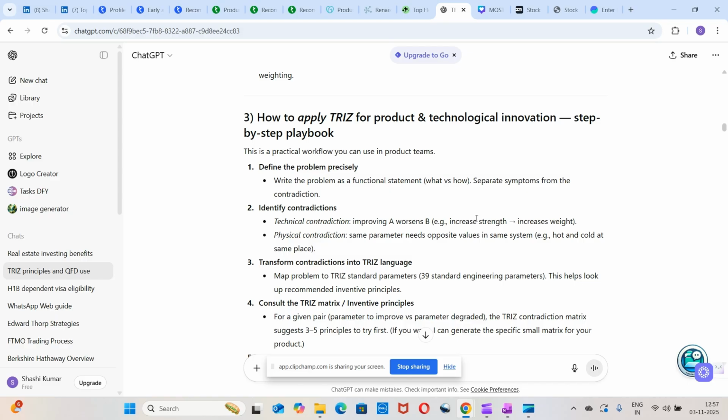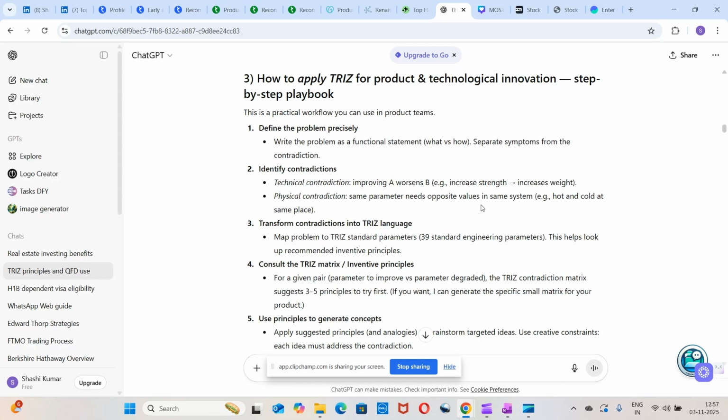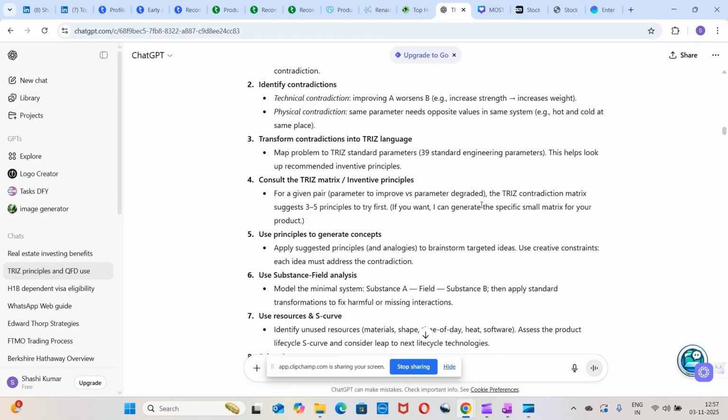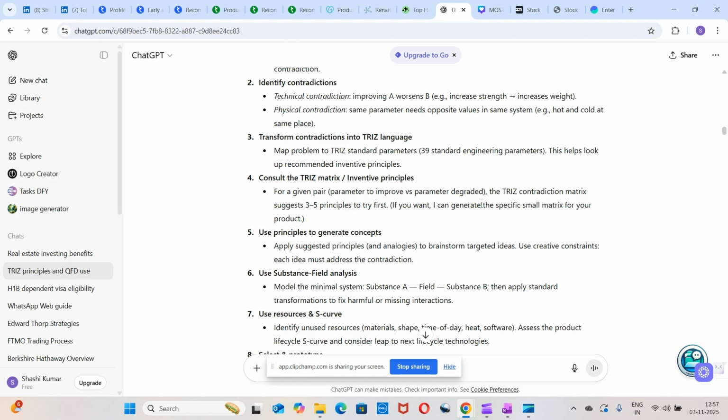Then transform these contradictions into TRIZ language. Map the problem to the TRIZ standard parameters, the 39 or 40 engineering parameters we have. This helps us come up with the inventive principles. So consult the TRIZ matrix and inventive principles. For a given contradiction pair, use the TRIZ contradiction matrix, which suggests 3 to 5 principles. Use these principles to generate concepts: apply the suggested principles to brainstorm targeted ideas, and use constraints like each idea must address that contradiction only.